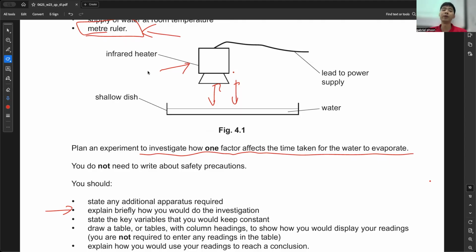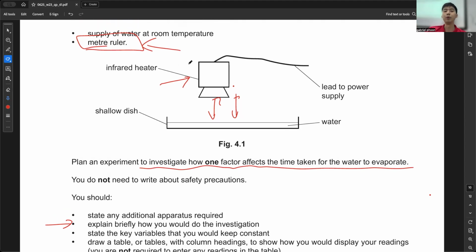So maybe for me, briefly, I'll say something like, I'll set up a retort stand that holds a heater, measure how far away the first variable is. Let's say I'll set it as 5 cm away from the shallow dish.